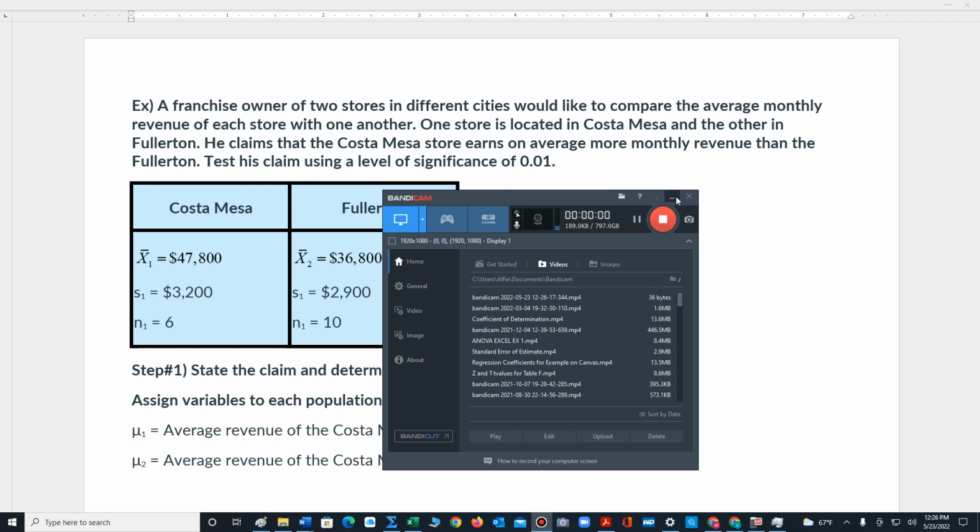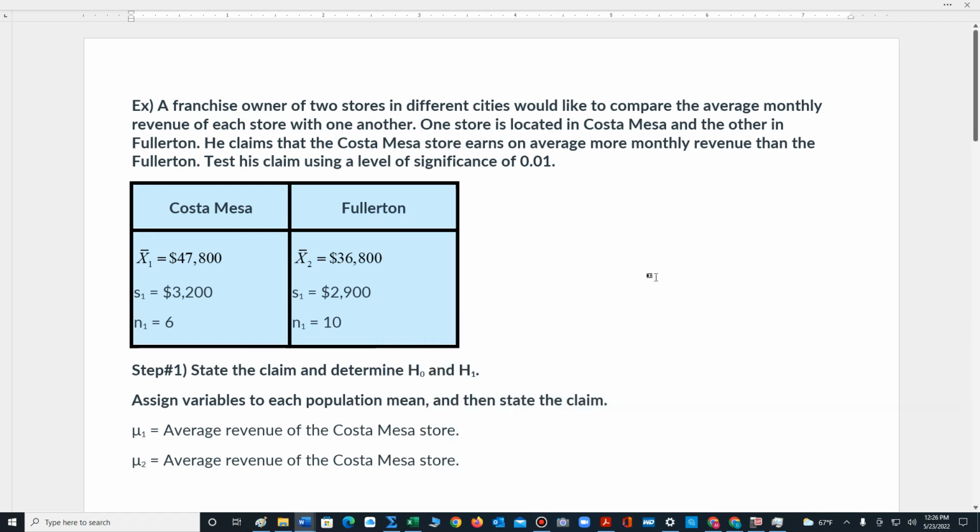In this video, I will demonstrate how to perform a t-test to compare the difference between two population means. We begin with the following problem. A franchise owner of two stores in different cities would like to compare the average monthly revenue of each store with one another. One store is located in Costa Mesa and the other is in Fullerton. He claims that the Costa Mesa store earns on average more monthly revenue than the Fullerton store.